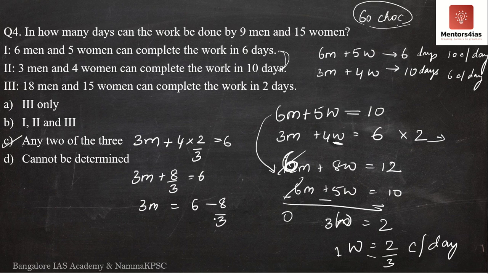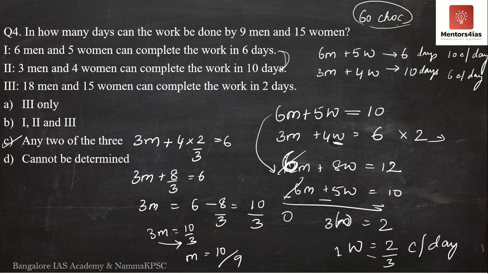6 3s are 18. 18 minus 8 is 10. It is 10 by 3. Or 3m is equal to 10 by 3. I take 3 here. M is equal to nothing but 10 by 9.